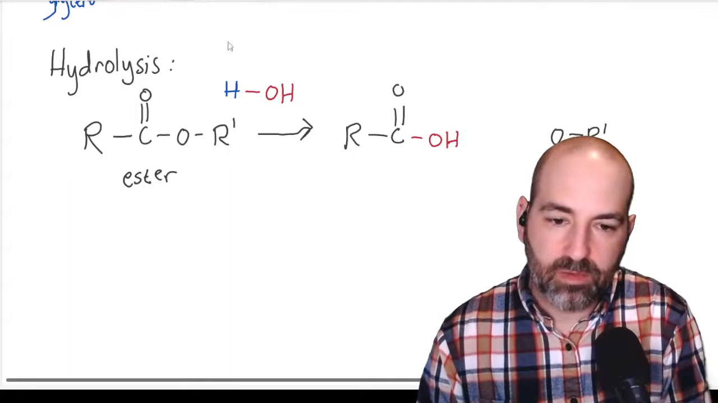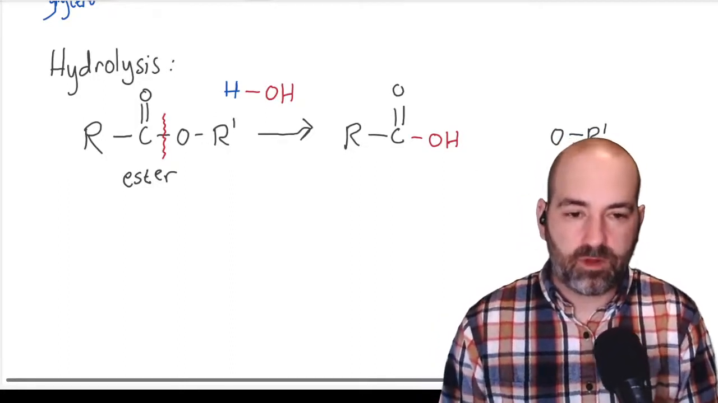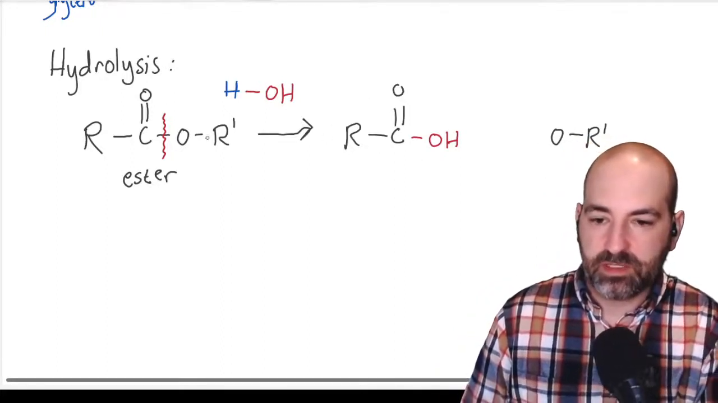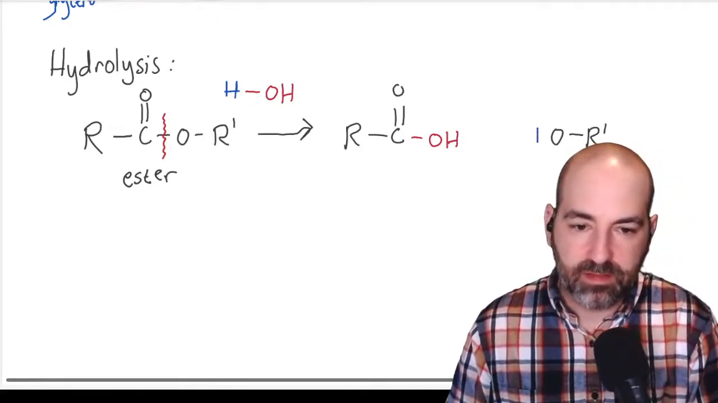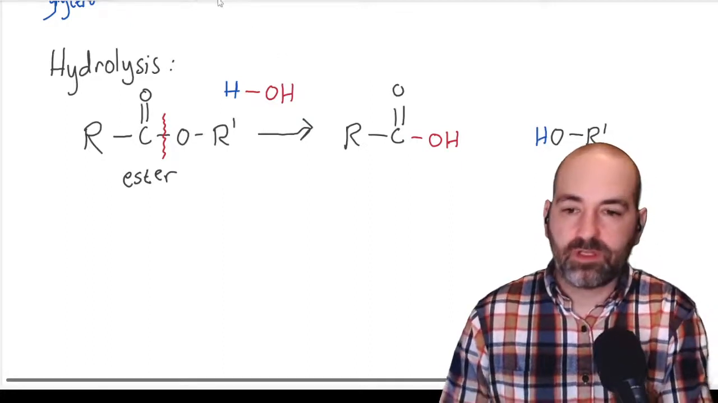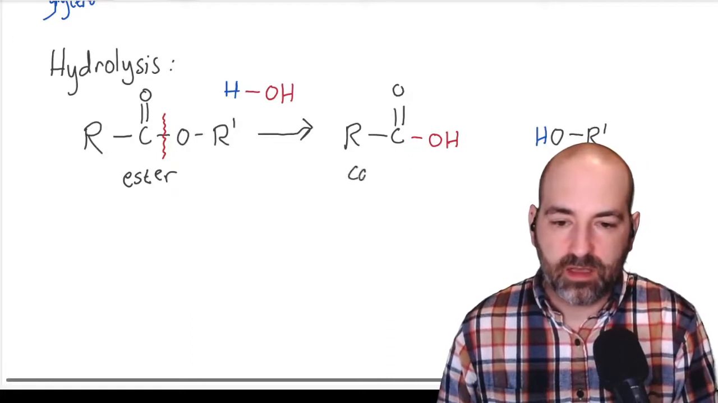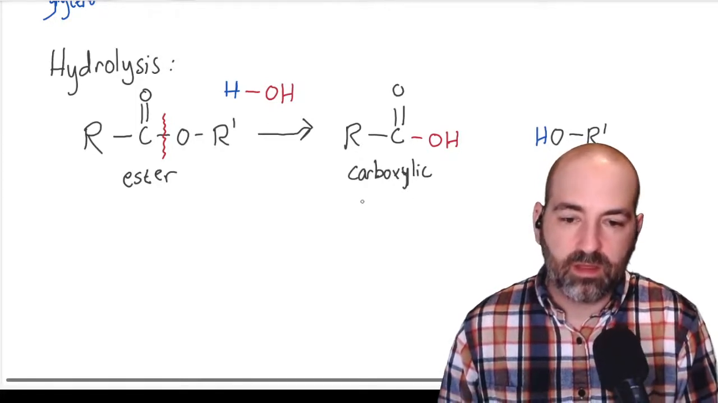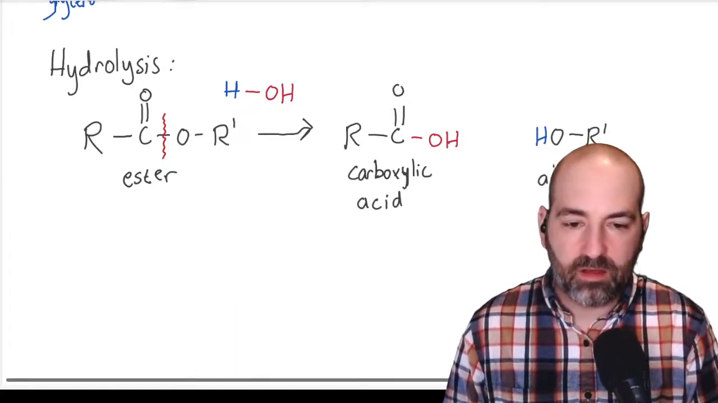So if you look here, we broke right here. The OR went over here, and the rest of it went here. And then we took the OH from the water and stuck it on there, and we're going to take the H here and stick it on over here to make the alcohol. So if we look at how these functional groups have changed, we took an ester and we broke it into, this is called a carboxylic, that's a Y, acid, and this is called an alcohol.